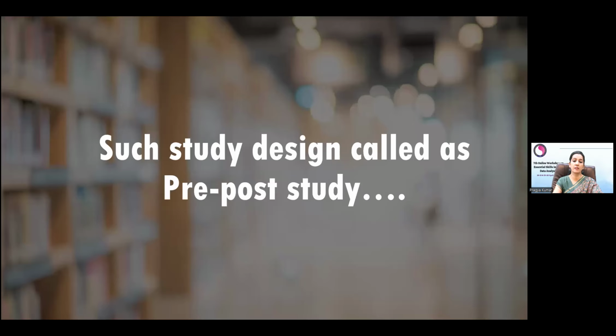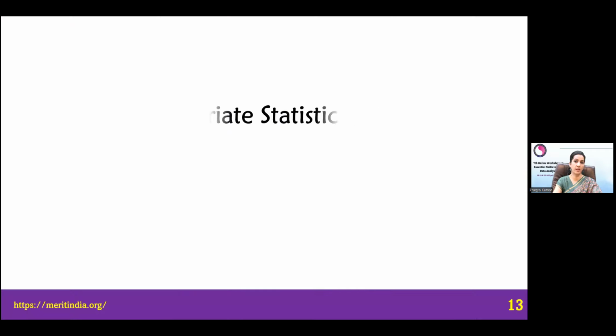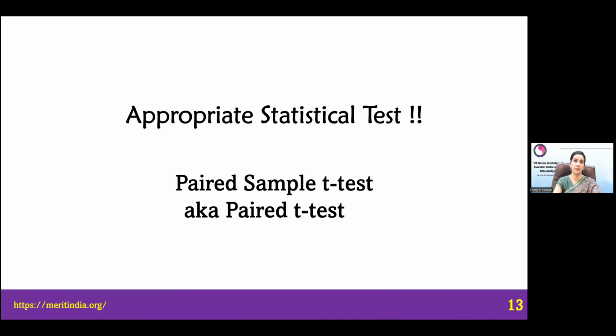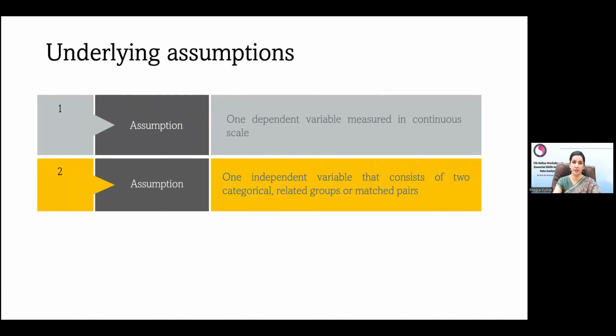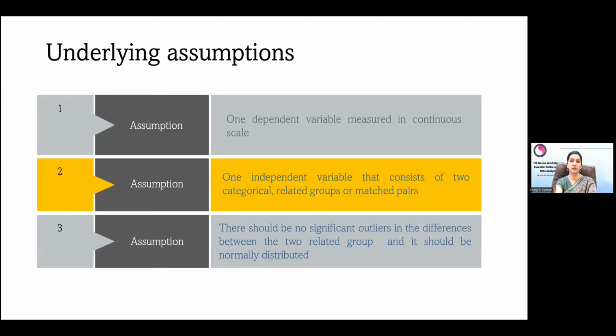So if we see the study design again, the most common is the pre-post type of study design we use, and it is also known as the paired sample t-test or paired t-test. So coming to the underlying assumptions. Again, here the dependent variable is measured on the continuous scale, the way we have learned for the independent sample t-test. And here the independent variable consists of two different categories. It can be related groups or it can be matched pair. And there should not be a significant outlier in the differences between the two related groups, and it should be normally distributed. And this we check on the same interface of the paired t-test.